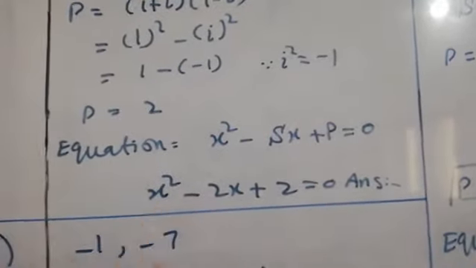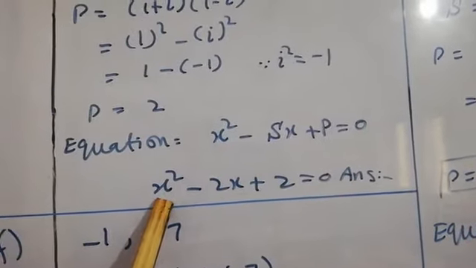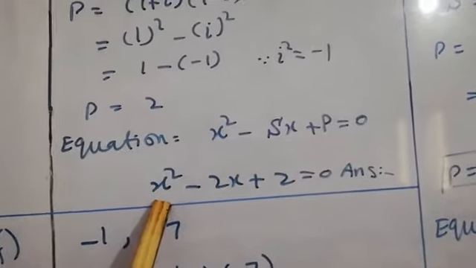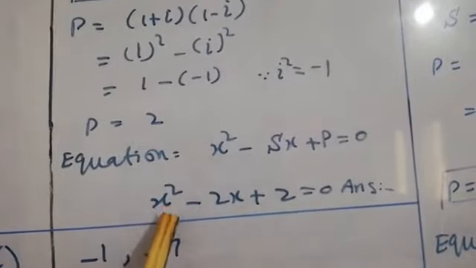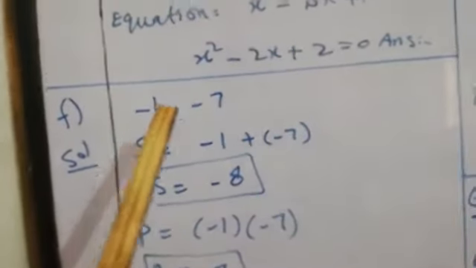So the equation is x square minus 2x plus 2 equals 0. This is the quadratic equation. If we solve it by using any method, formula, completing the square or factorization, then we will get these two roots. Okay. Now we will move to part F, -1 and -7.